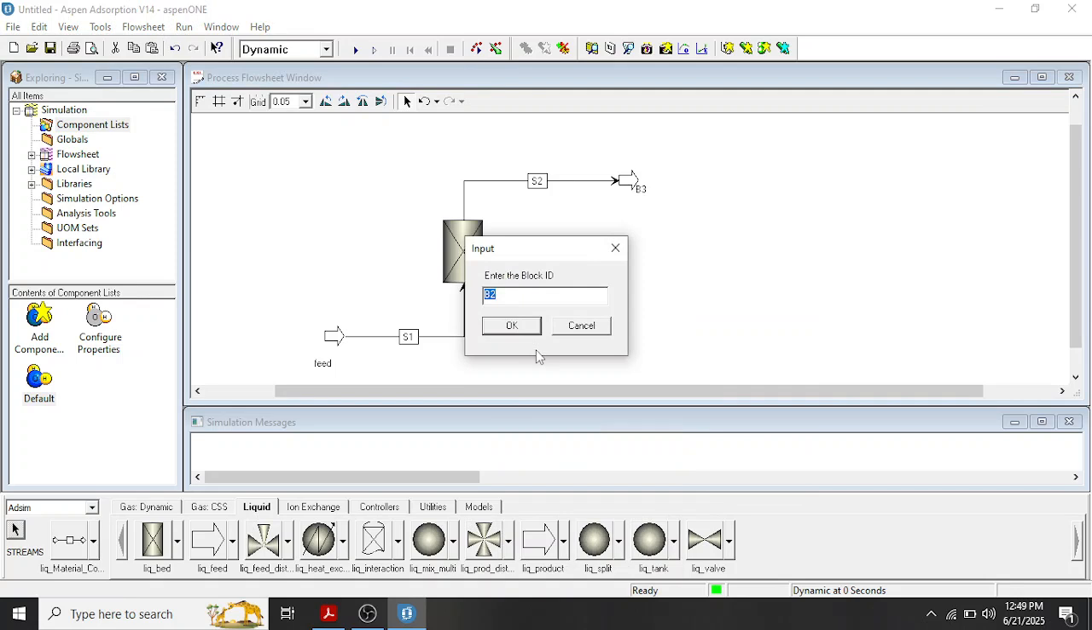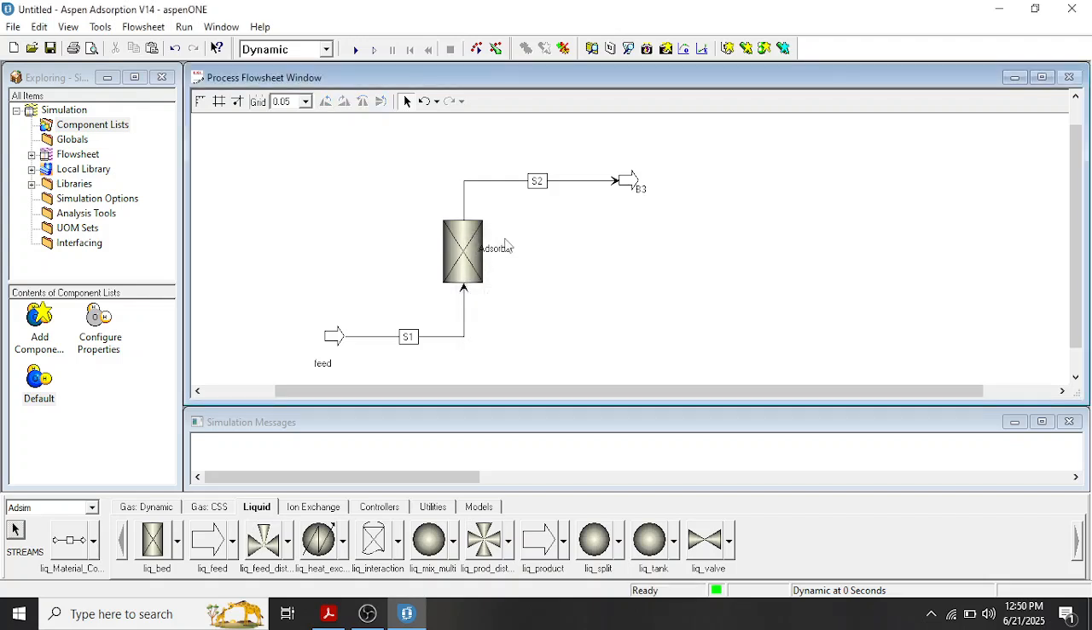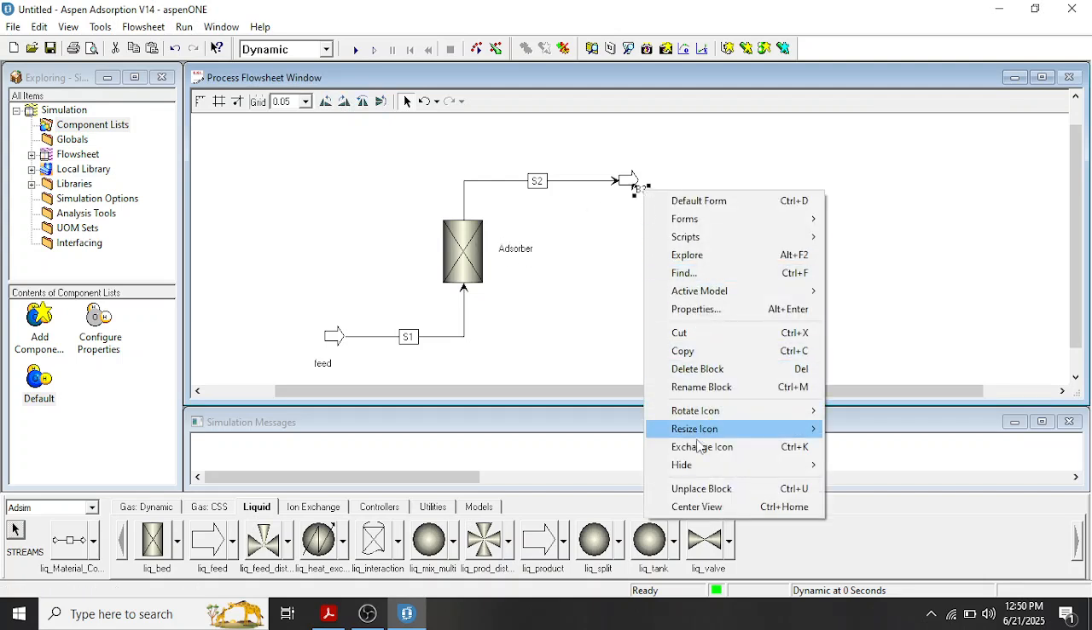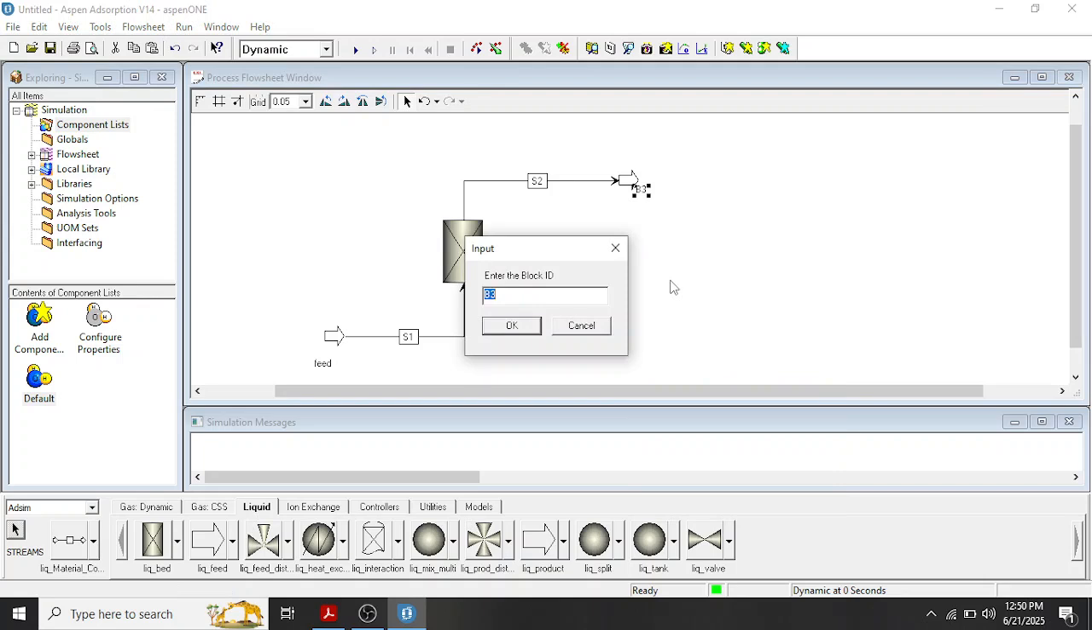Suppose this is the adsorption column. ADSO or B, adsorber or adsorption column. So this is my adsorber. Click on OK. Okay, you can drag this one. This is the product. Rename, for example, this is the product. Okay.